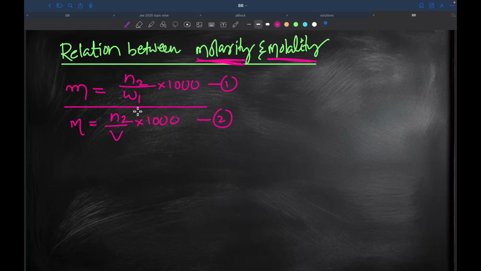Can you hear it? Yes, sir. Right. So I have written the formula of both molality and molarity. Thus I am dividing them. So 1000 gets cancelled. N2 also gets cancelled. So what do I end up with? Molality by molarity equals to what comes now? So here W1 will be there, and the volume will be there, correct?